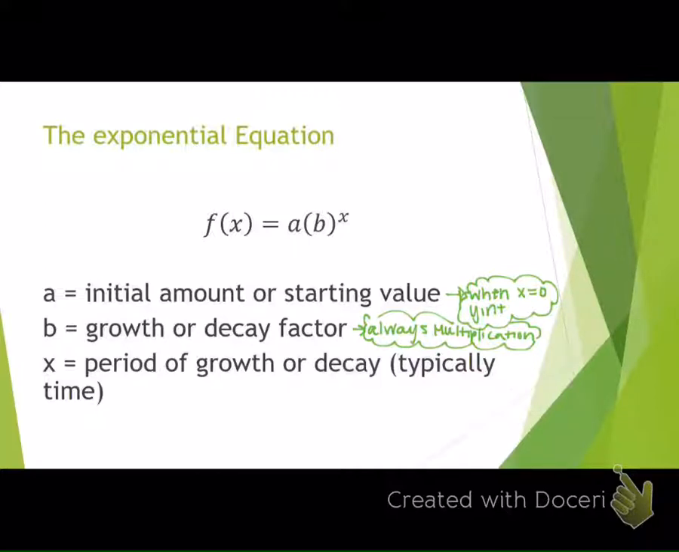And x is the period of growth or decay. It can be time, and that's the typical. It doesn't have to be. So those are what those variables represent. F of x is the total amount of whatever you are finding.